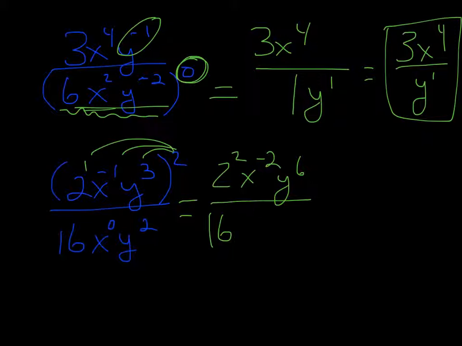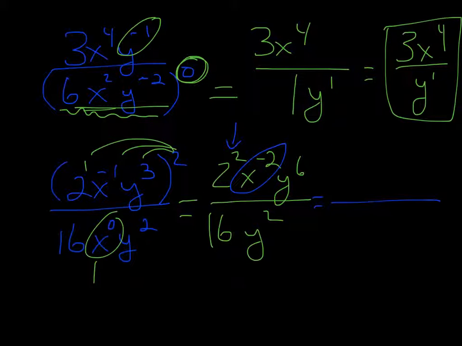And on the bottom I have 16. Anything to the 0 power, that's just 1, so I don't even need to write that, right? And that's just going to be y squared. Okay, so I've got some negative things going on, and I can evaluate this guy, right? This 2 squared is going to become 4. I still have my y to the 6th on the top. I have 16 on the bottom, y squared, and this x squared goes down to the bottom.